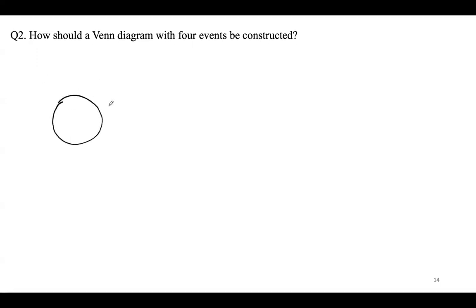So this is A, B, C, and D. This is how I think a Venn diagram with 4 events should be created. Think about it. Take a minute and see if it's a correct Venn diagram. And from the question, it's obvious that it's not the correct Venn diagram. Can any of you tell me why it's not correct?